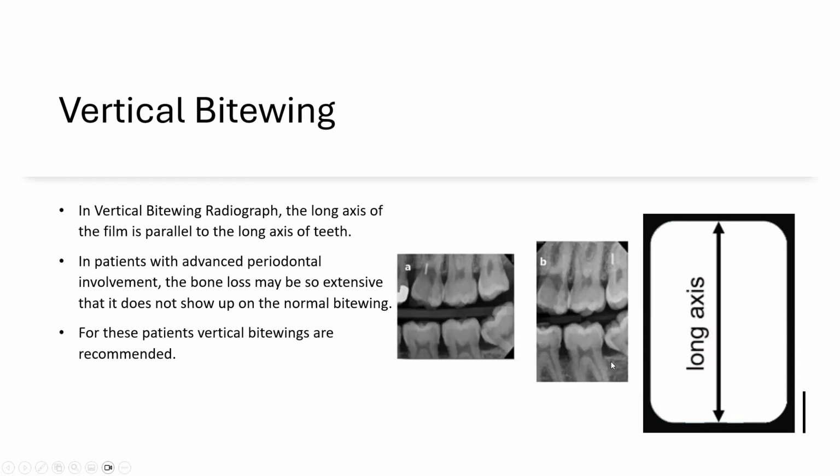Why do we require it? In case there is too much resorption of the interdental bone or too much involvement of the periodontal tissue in case of severe periodontitis, and we have to check the level of the bone, then we go for the vertical bitewing X-ray, keeping the film in such a way that the long axis is going to be along the long axis of the teeth.